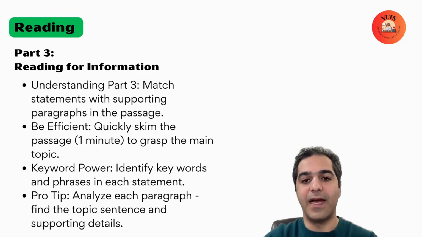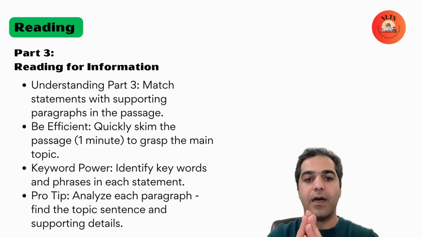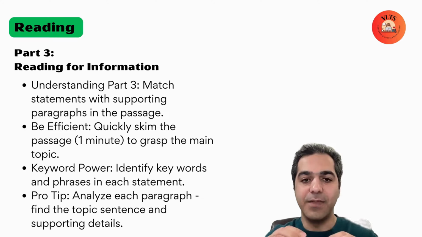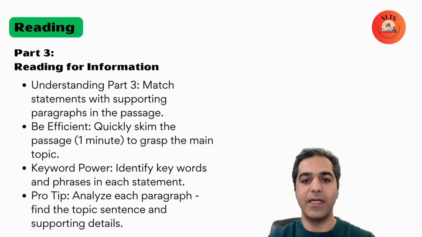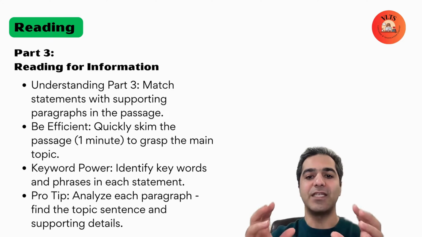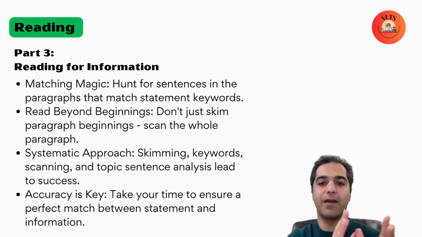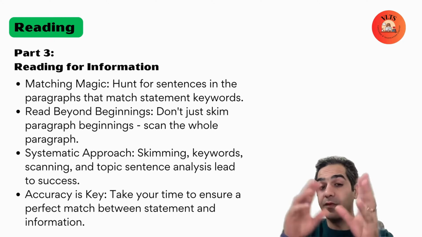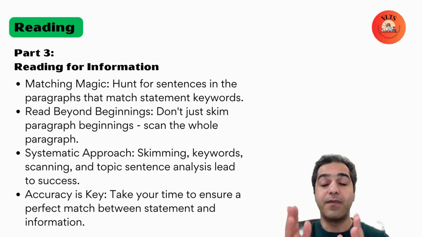Here is a pro tip. After identifying the keywords in the statement side of the screen, go through each paragraph and determine the topic sentence along with its supporting ideas. This is like cracking the code of each paragraph. Understanding the main point and its supporting details will make matching statements much easier for you. Think of yourself as a detective. Hunt for sentences in the paragraphs that match those keywords that you found in the statement part of the screen. It's like a puzzle, finding the perfect fit.